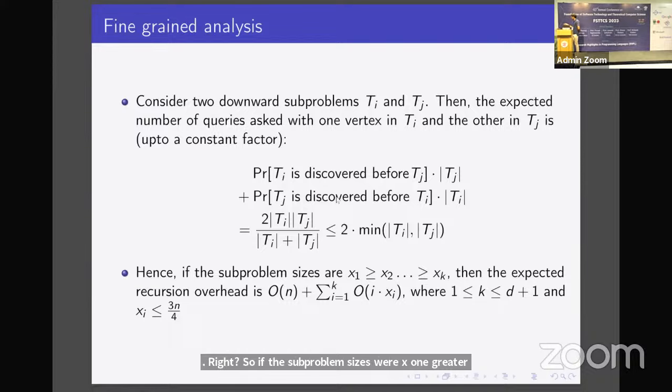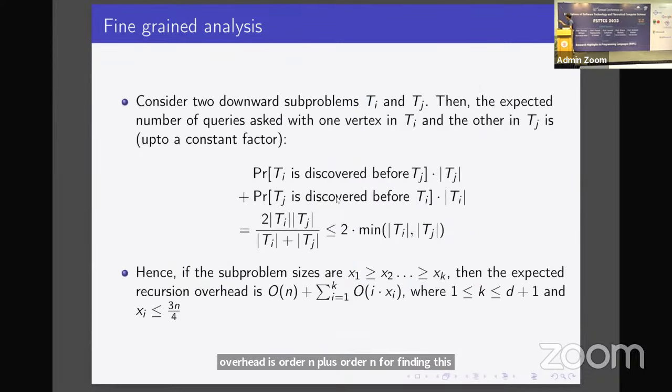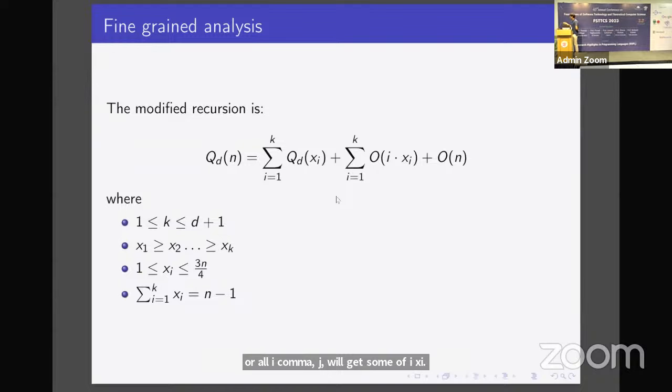Right? So if the subproblem sizes were x1 greater than or equal to x2 and so on up to xk, then the recursion overhead is order n plus order n for finding this upward subproblem. And then for the downward subproblem, it is the sum of i times xi, because any subproblem xi is the min for only the first i subtrees. Right? So if we sum this min of ti, tj over all i, j, we'll get the sum of i xi. And now the modified recursion is Q of n equals sum of Q of xi plus summation i xi, where xi is in decreasing order.